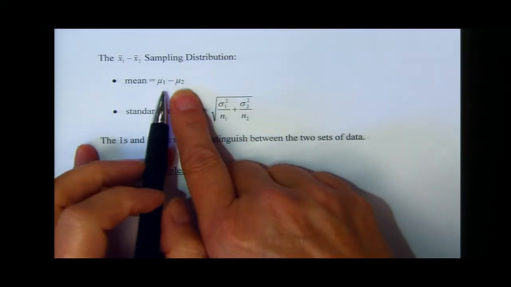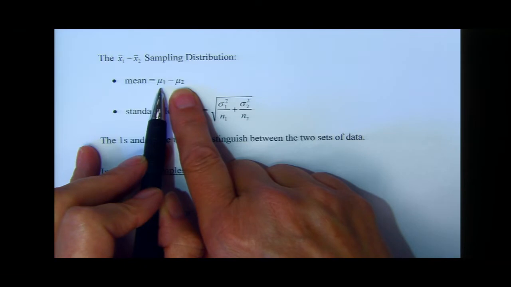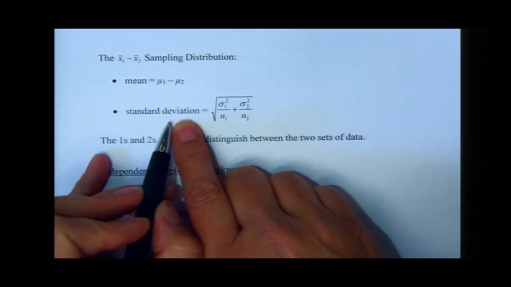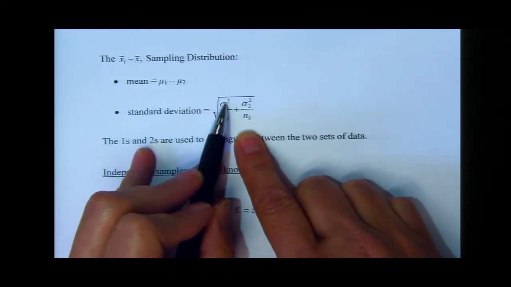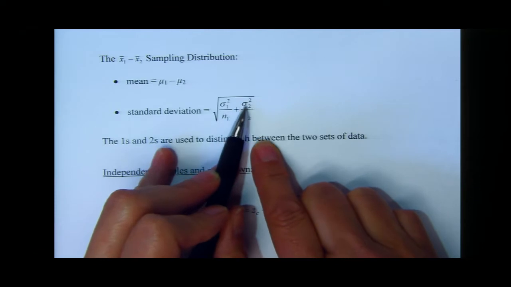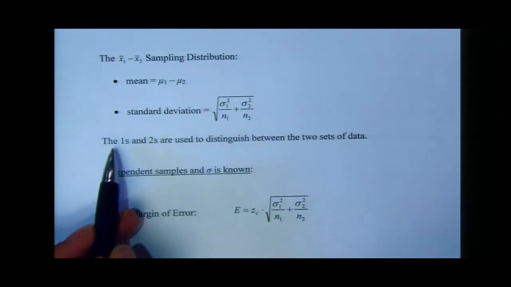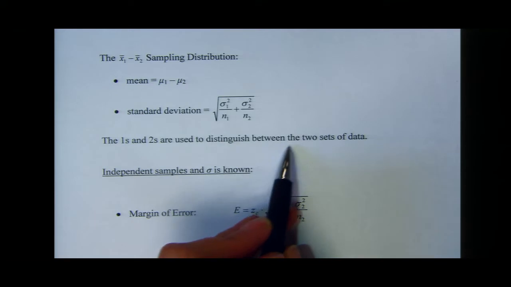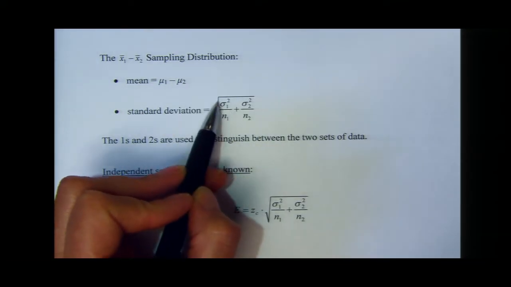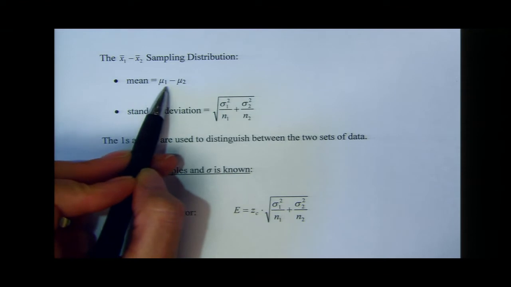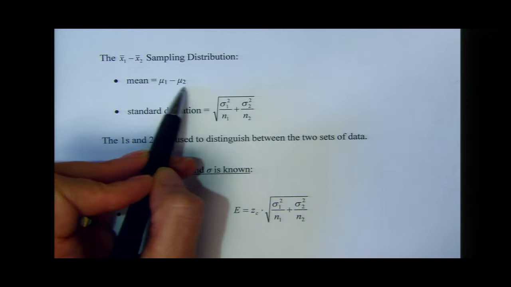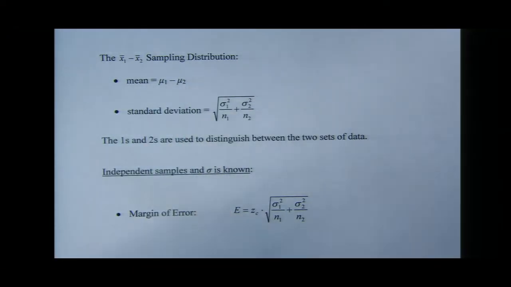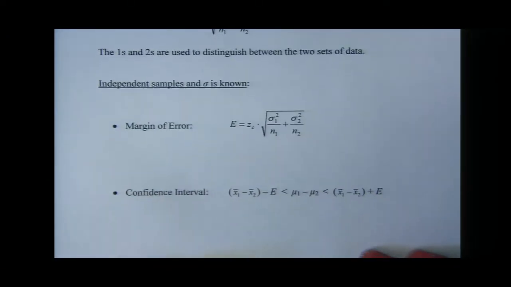So when we draw those samples, we're looking at the difference of the two population means, so we then need to also consider their standard deviation, which is calculated as the square root of sigma 1 squared divided by n1 plus sigma 2 squared divided by n2. And the 1s and the 2s are used to distinguish between the two sets of data. So this sigma 1 squared and n1 came from population 1. These two values, because they have the 2, came from population 2. Now, again, we're dealing with independent samples.